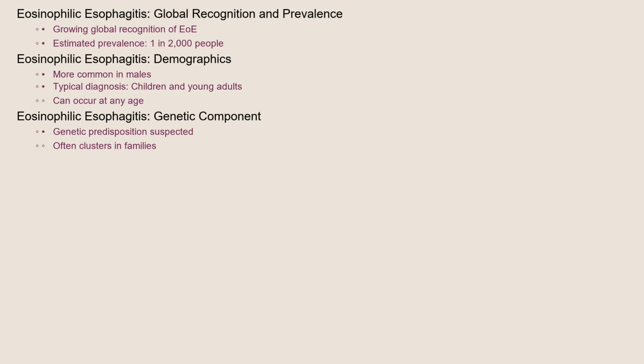EoE is increasingly recognized globally, with prevalence rates varying geographically. It's estimated to affect approximately 1 in 2,000 people. EoE is more common in males than females and is frequently diagnosed in children and young adults, although it can occur at any age. There also appears to be a genetic component to EoE, as it often clusters in families.